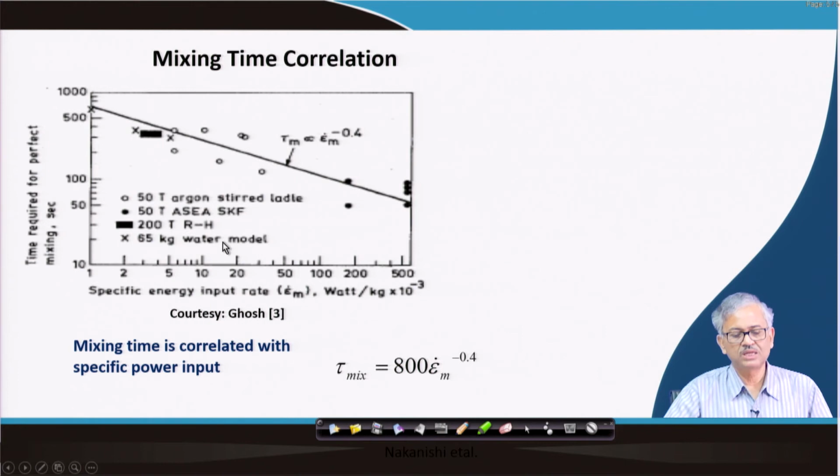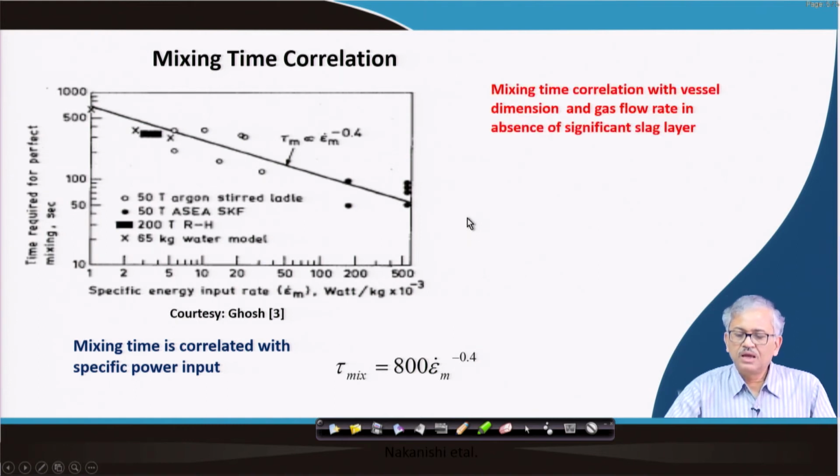So the water model is there, and these are all the pilot scale, that is the industrial scale reactor, and water model data is also taken. Cross is the water model data, and you can find all the data. Basically, all data follows the rule, that is the Tm is directly proportional to the mixing time. So this is followed basically.